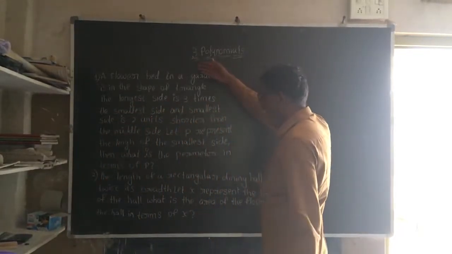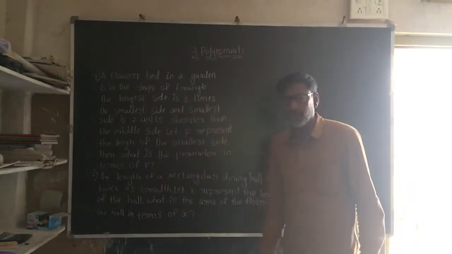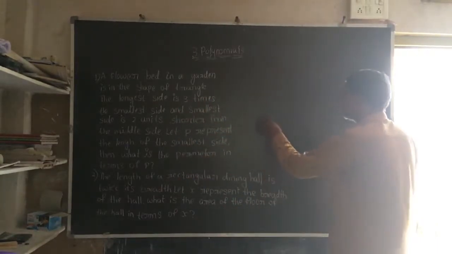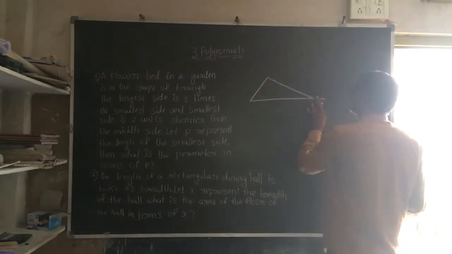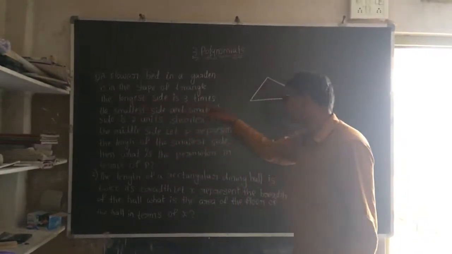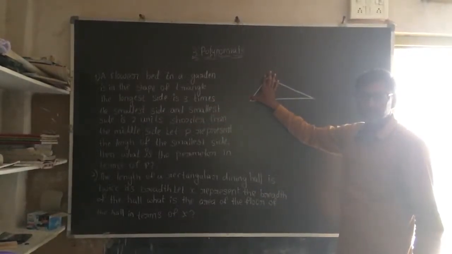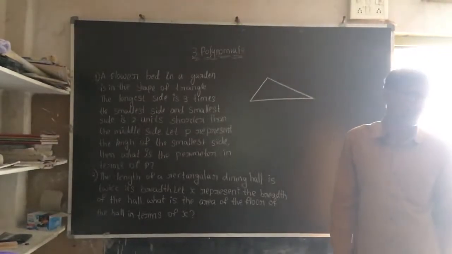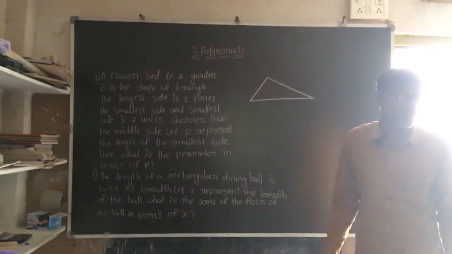Suppose we take the first example: a flower bed in a garden is in the shape of a triangle. Okay, this is my triangle. The longest side is 3 times the smallest side. This is my smallest side, and this is my longest side. The longest side is 3 times the smallest side, right?